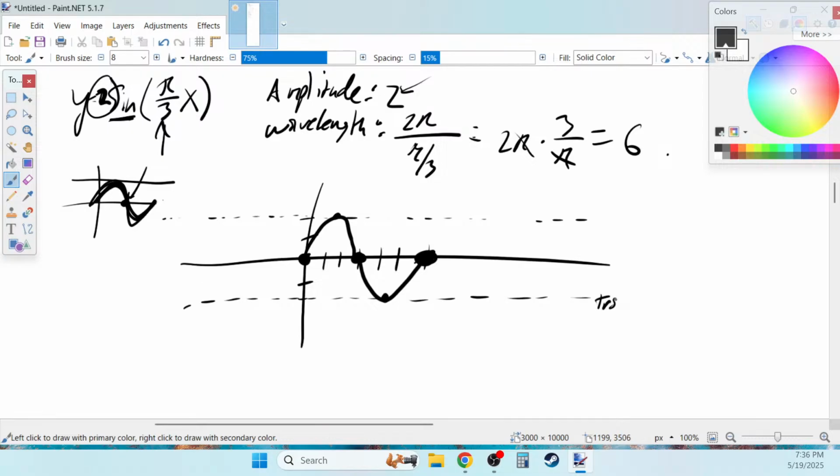This is the trough line. I think this is how you spell trough. This is the crest line. This is the midline. This is one wavelength.